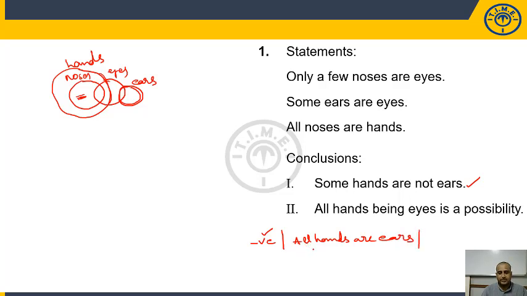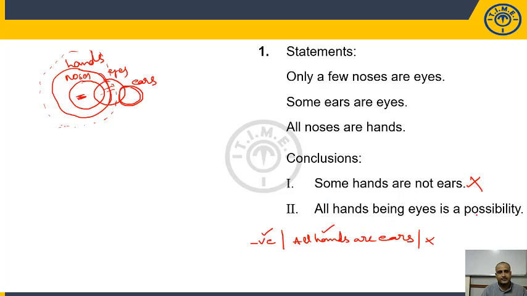Is it violating any of the statements? If you try to place all hands within the ears, the diagram may go like this. Is it violating any of the statements or not? Cross check it. Only a few noses are eyes. Yes, still only a few noses are eyes. Some ears are eyes. Yes, still only this part of the ears are eyes. All noses are hands. Noses are within the hands. So it is not violating any of the statements. So this complementary diagram is true, which means this negative conclusion which was true earlier is false now. So the first conclusion is false.